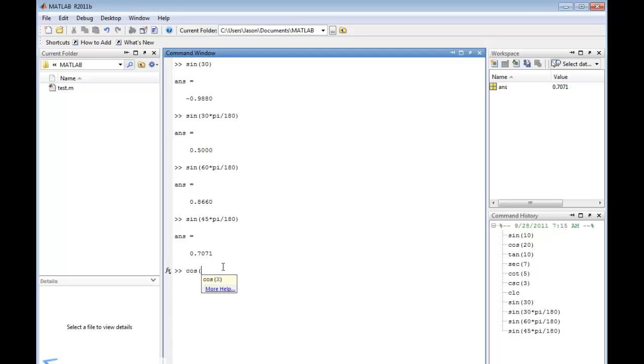Cosine of 60 degrees, I would do 60 times pi over 180, and cosine of 60 is also 1/2. All right, now let me go down here and show you a couple of gotchas.